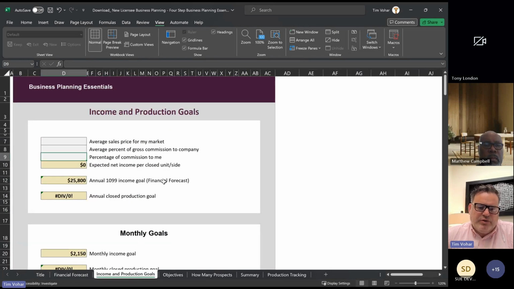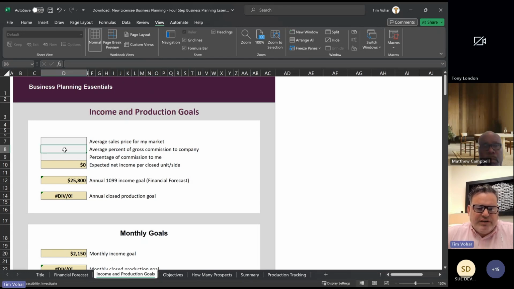Income and production goals. So if you're brand new, you could put in the average sales price for the market. If you've been in business for over a year, you know what your average sales price is. You can put that in there and calculate that math for yourself, or you can use the office average. If you don't know the office average, just reach out to your manager and they can give you that number.